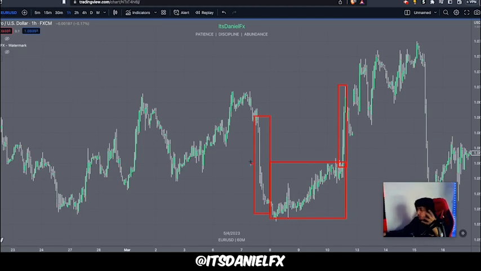Now what actually is this, and what am I actually identifying? Am I just looking at big candles, or is there something more to it? I'm going to break it down for you here in a second.